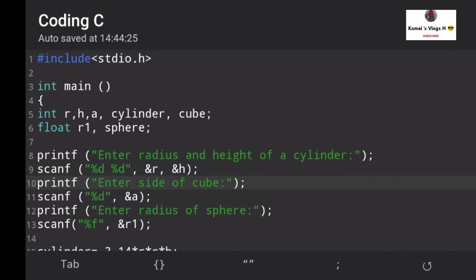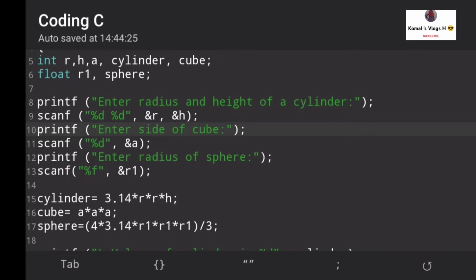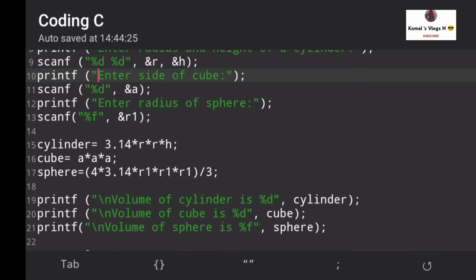First, talking about the cube. The cube formula is all measurements a cube, okay, and the cylinder formula is 3.14, this is the value of pi, into r square into h. Here the cylinder has two measurements, radius and height. And sphere has the formula 4 into 3.14 into r1 into r1 into r1, meaning three sides measurement, and all this multiplied and divided by 3.